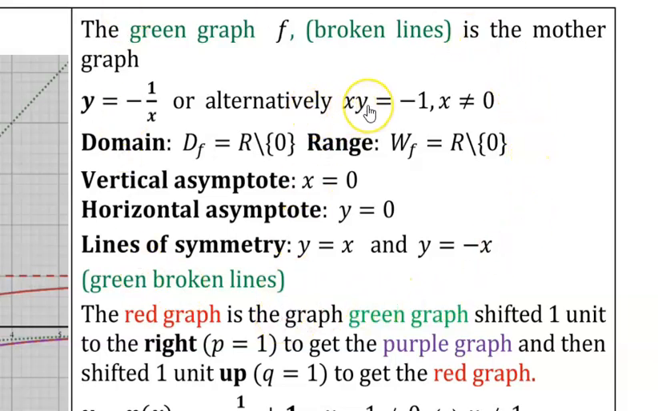Remember that x and y are inversely proportional to each other, so the product of x and y must be negative 1. Therefore, if I have a minus x value times a plus y value, I will get a negative value, and if I have a plus x times a negative y, I will also have a negative answer. And that's why we land in our second and fourth quadrants with our hyperbolas.